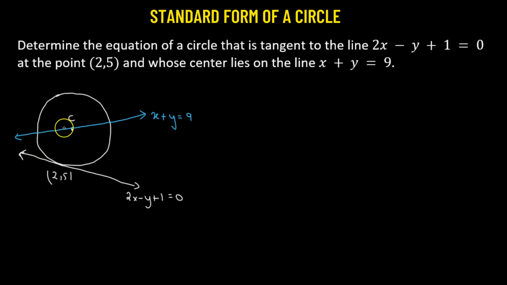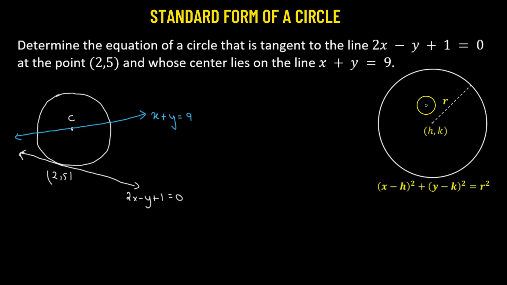Now to begin with, to find the equation of a circle, we only need two pieces of information. One is the coordinates of the center, and then we need the radius of the circle. Because we are going to use the standard form, let's quickly go through it. Let's say we have a circle whose center has coordinates (h, k), and the radius is given by r. Then the standard form of the circle is (x minus h) whole squared plus (y minus k) whole squared equals r squared.